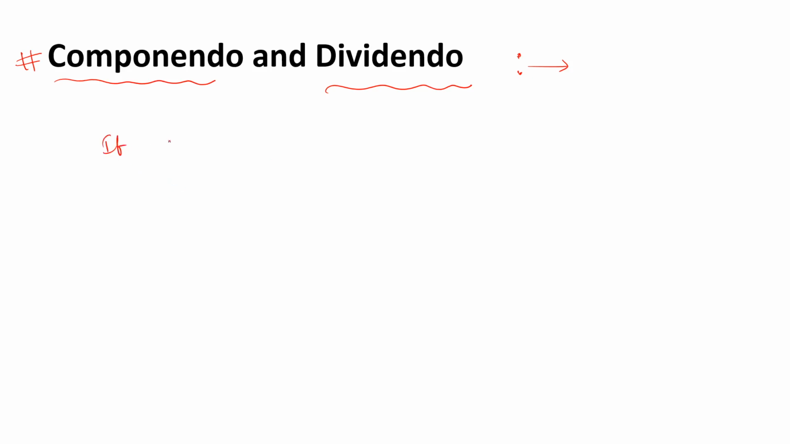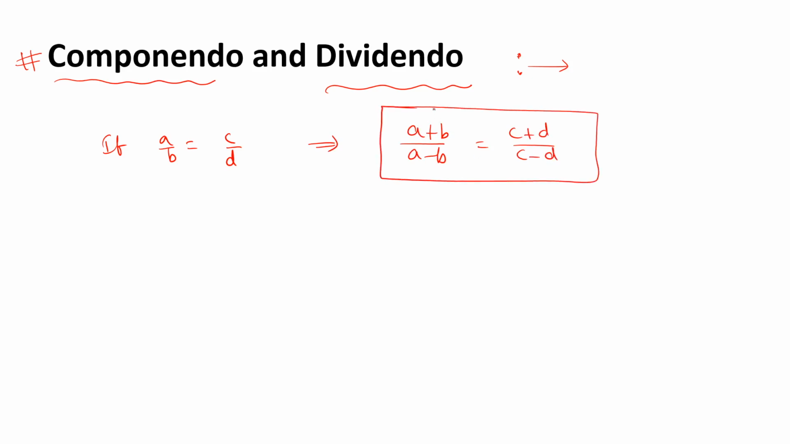If A upon B is equal to C upon D, then according to componendo and dividendo, (A plus B) upon (A minus B) is equal to (C plus D) upon (C minus D). This is the very, very important property of the ratio proportion, that is componendo and dividendo. If we have a proportion like A by B is equal to C by D, then we can easily write (A plus B) by (A minus B) equal to (C plus D) by (C minus D).